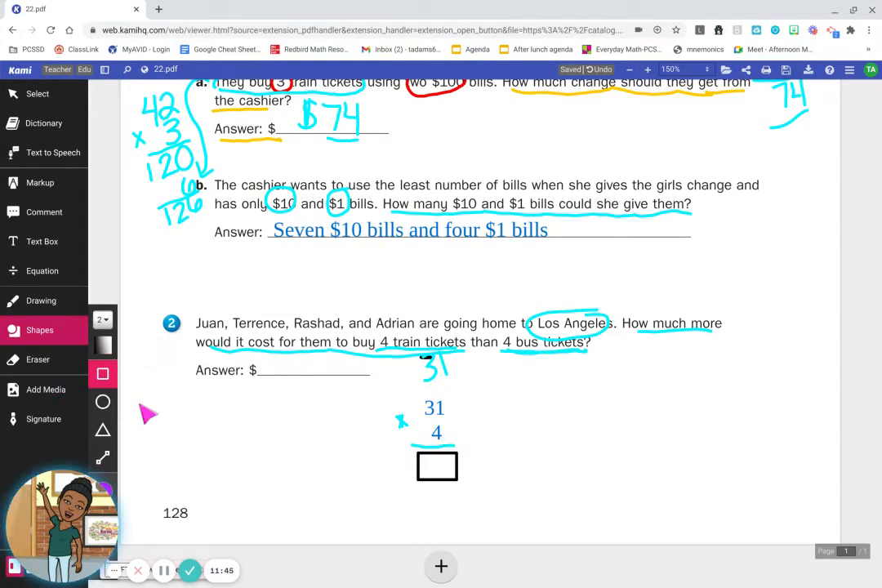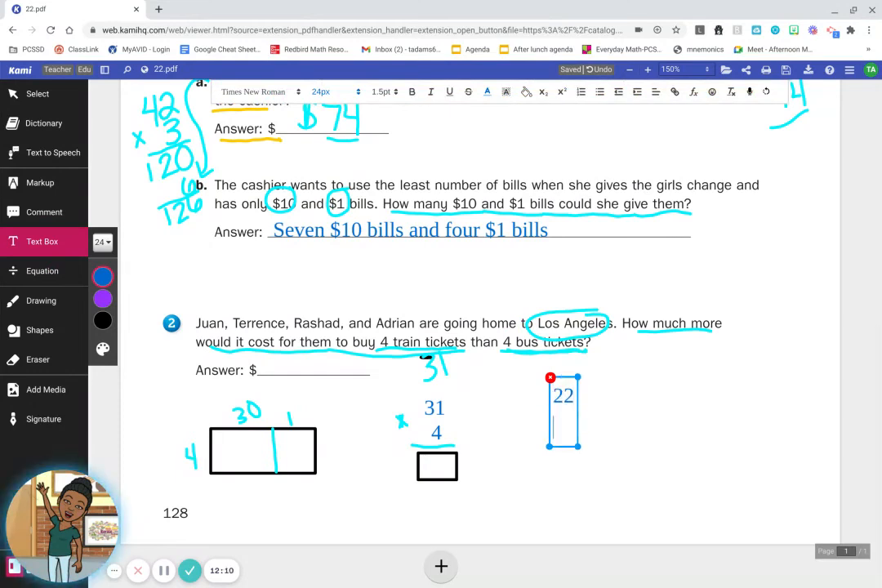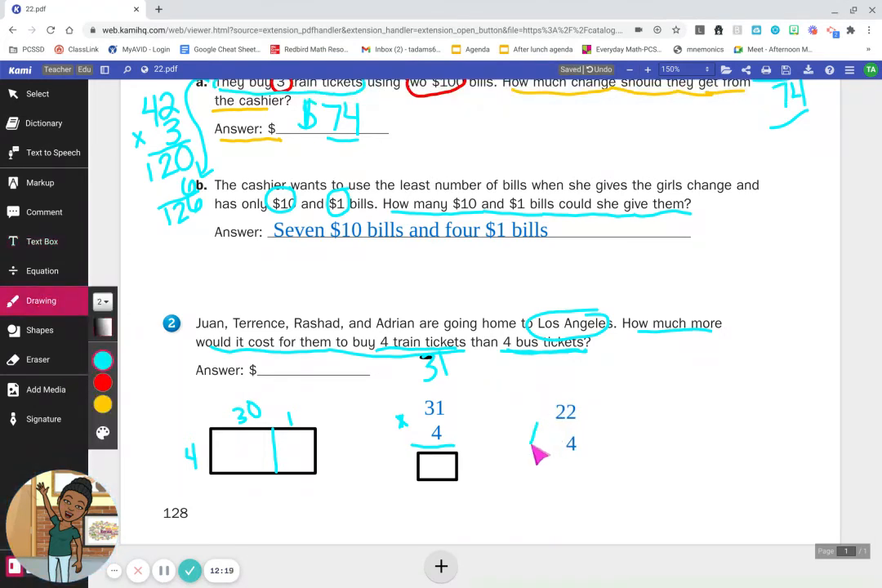You can use partial products or you can even draw your rectangle. There's my 4. I need 2 sections because I only have 2 digits. 31. So you choose, how do you want to solve this? And go ahead and solve 31 times 4. Then we're going to solve 22 times 4. You can use your rectangle again, or you can use partial products. It's completely up to you. But I want you to solve 22 times 4 to determine the product.